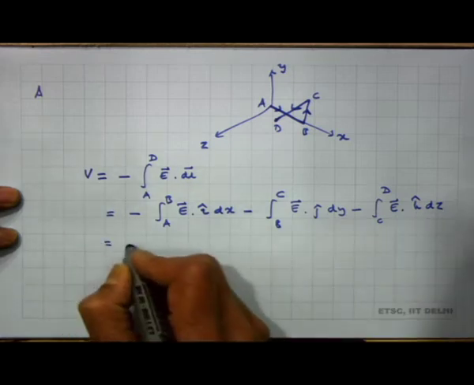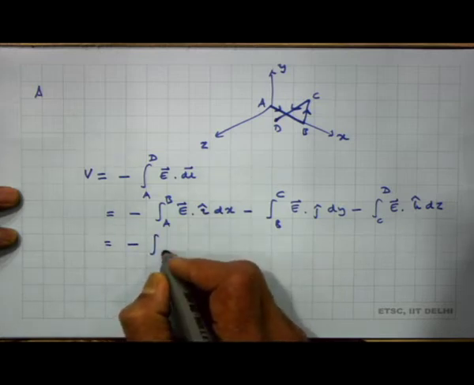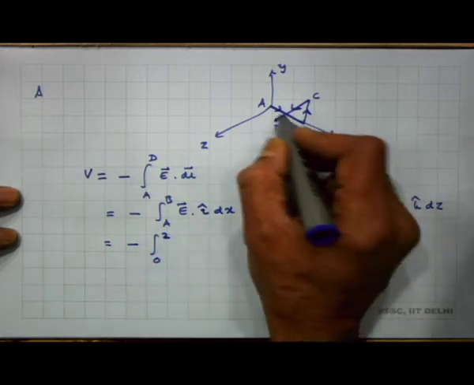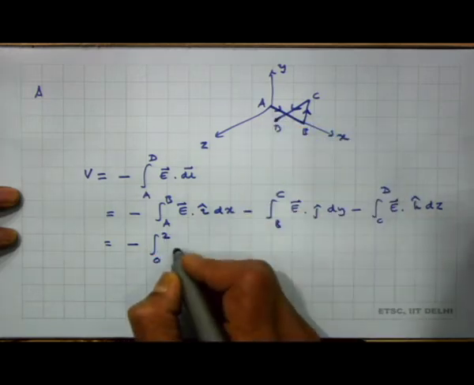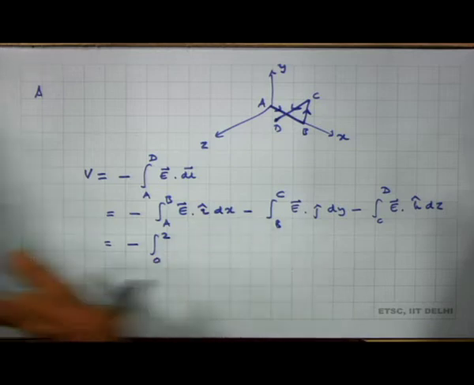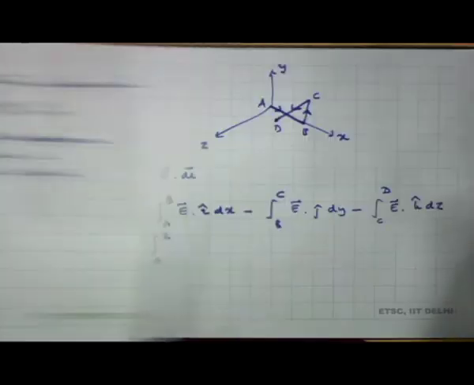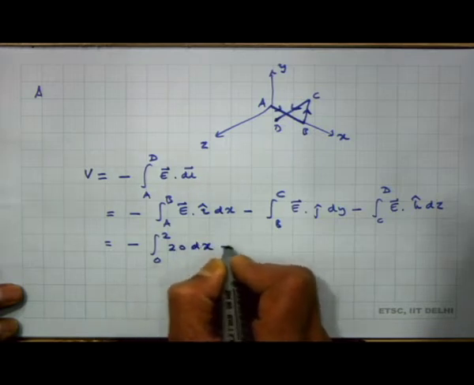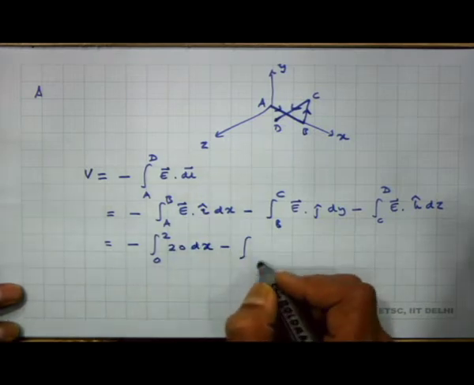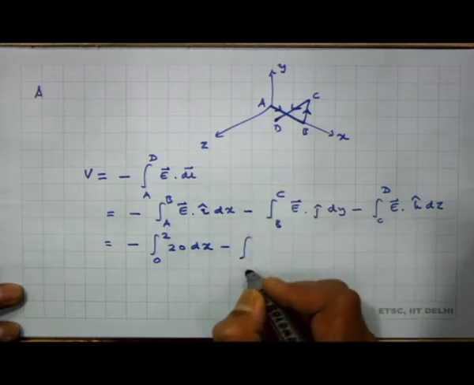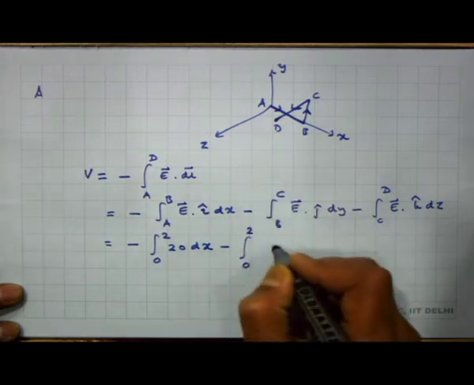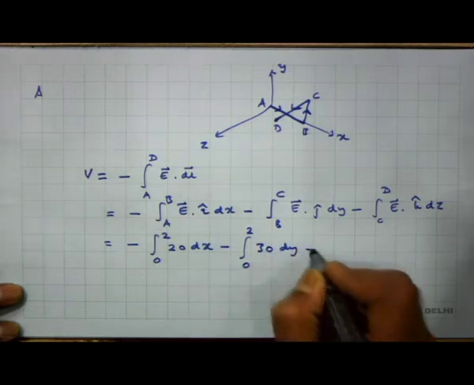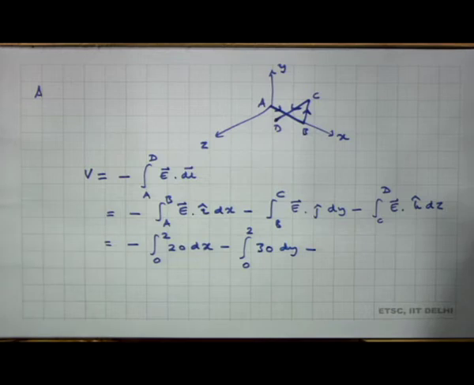So, this is equal to minus integral. Now, A to B, x goes from 0 to 2, because this has coordinates 2 meters, 2 meters, 2 meters, and E is given by 20 i plus 30 j. So, this is nothing but 20 dx, minus B to C, the value of y at B is 0 and at C is 2 meters, and E dot j is 30 dy, minus, now electric field has no component along k cap.